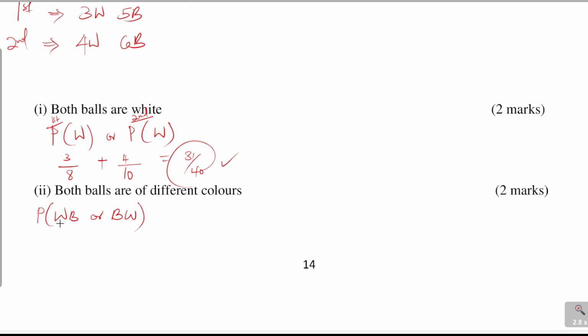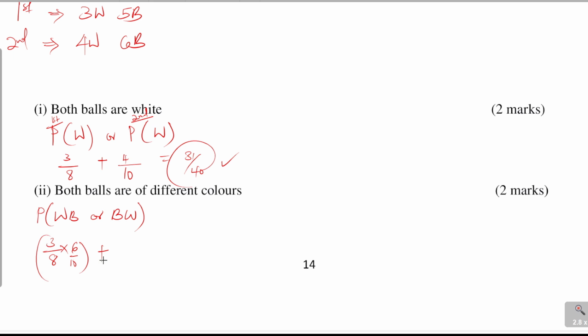So the probability of picking a white from the first bag, the whites are 3, divided by the total, that is 8, and then multiply, that is a white from the first bag and a blue from the second bag. How many blues are there in the second bag? There are 6 of a total in the second bag, 4 plus 6, that is 10.